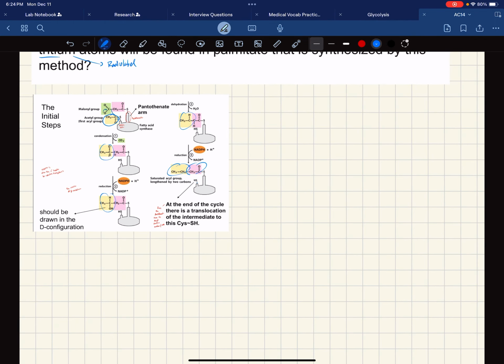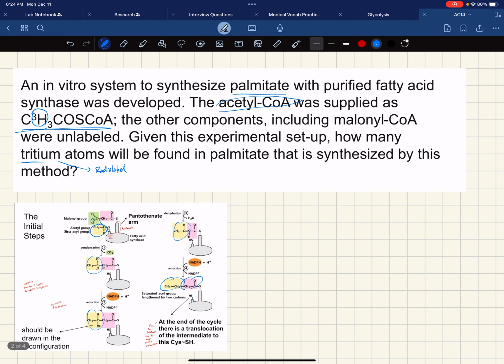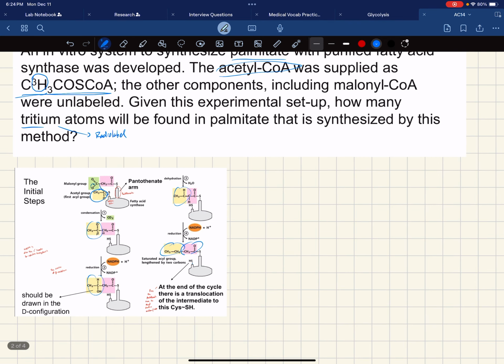What that tells us is that no matter what we do to this thing, the acetyl CoA that we added is always going to be the last two carbons of the fatty acid chain. That's something you should definitely remember, especially for the exam, so I'm going to put a little star here. Acetyl CoA, when fatty acids are synthesized, are always the last two carbons.